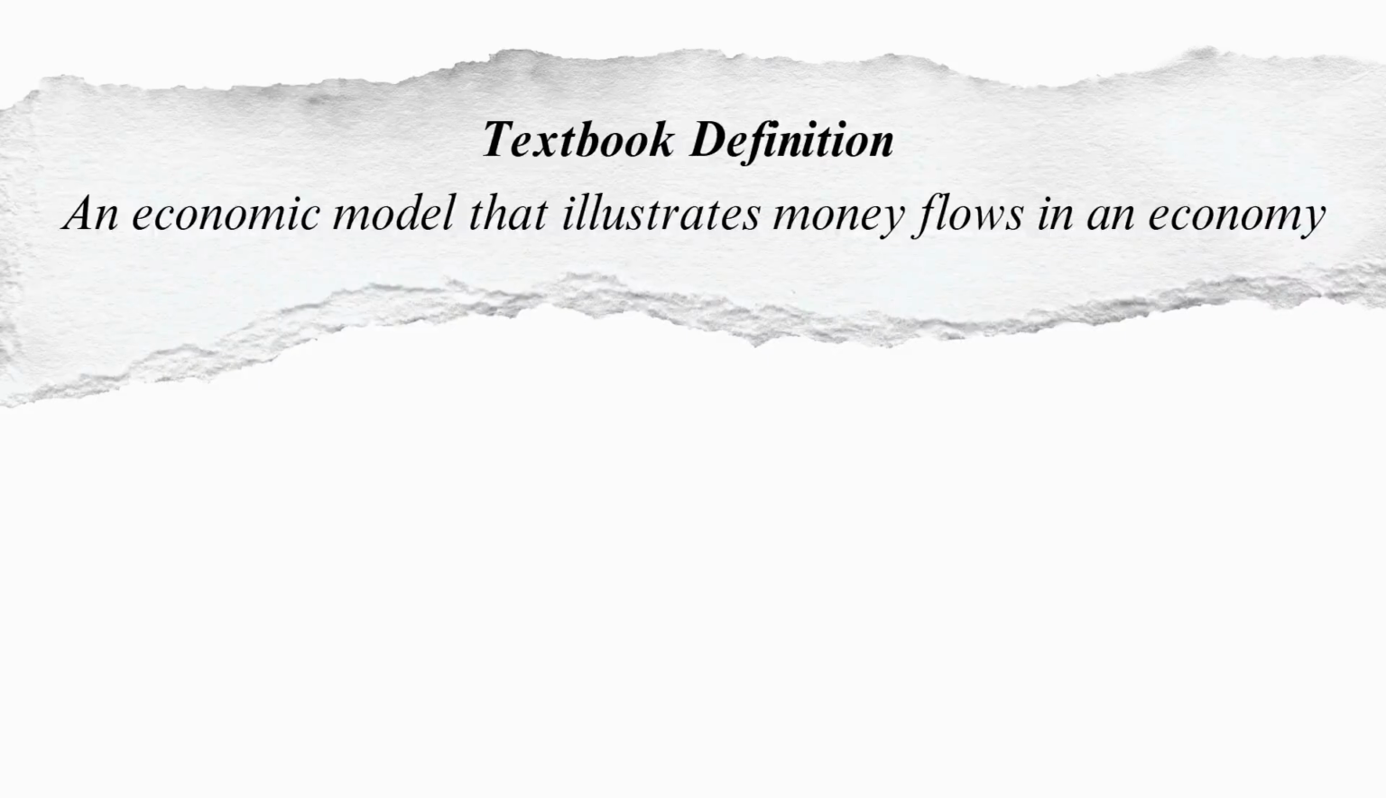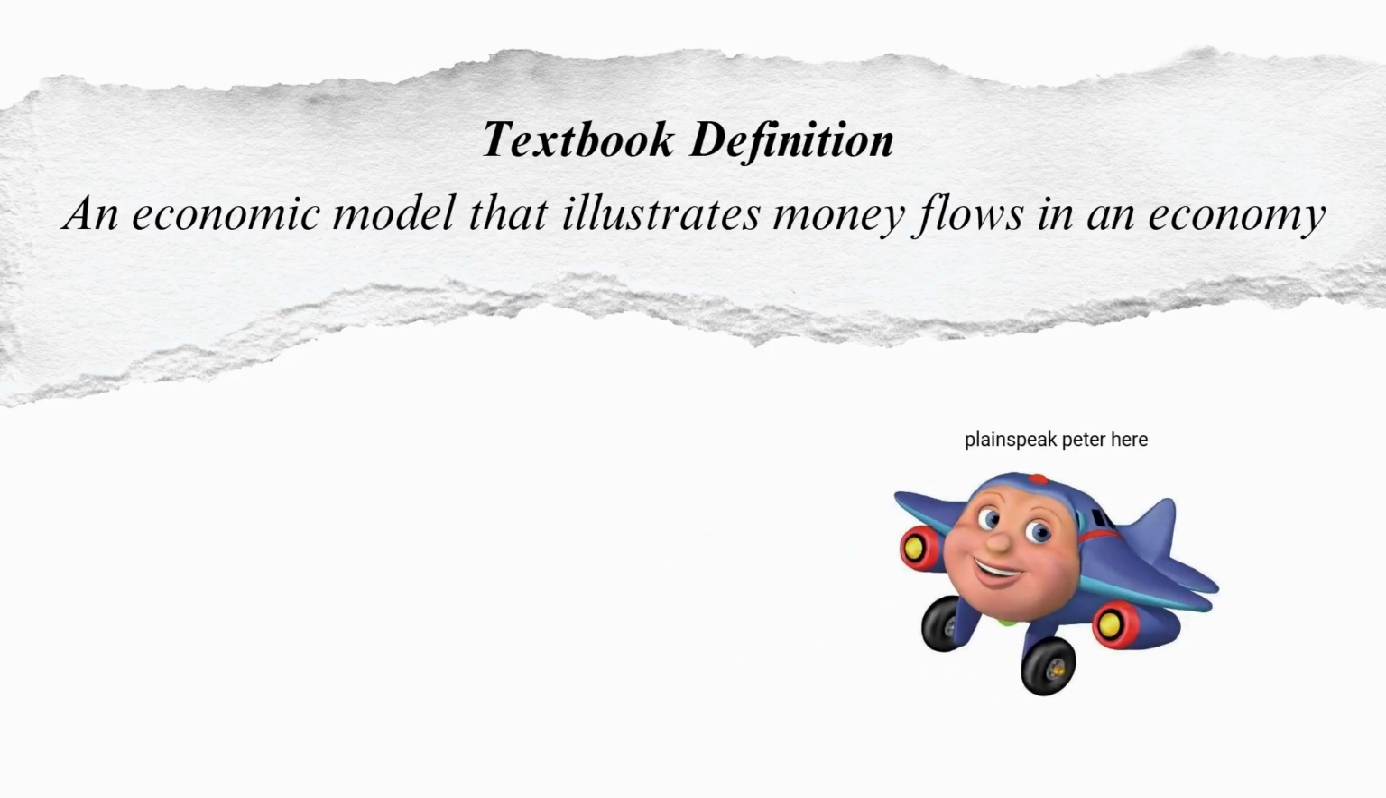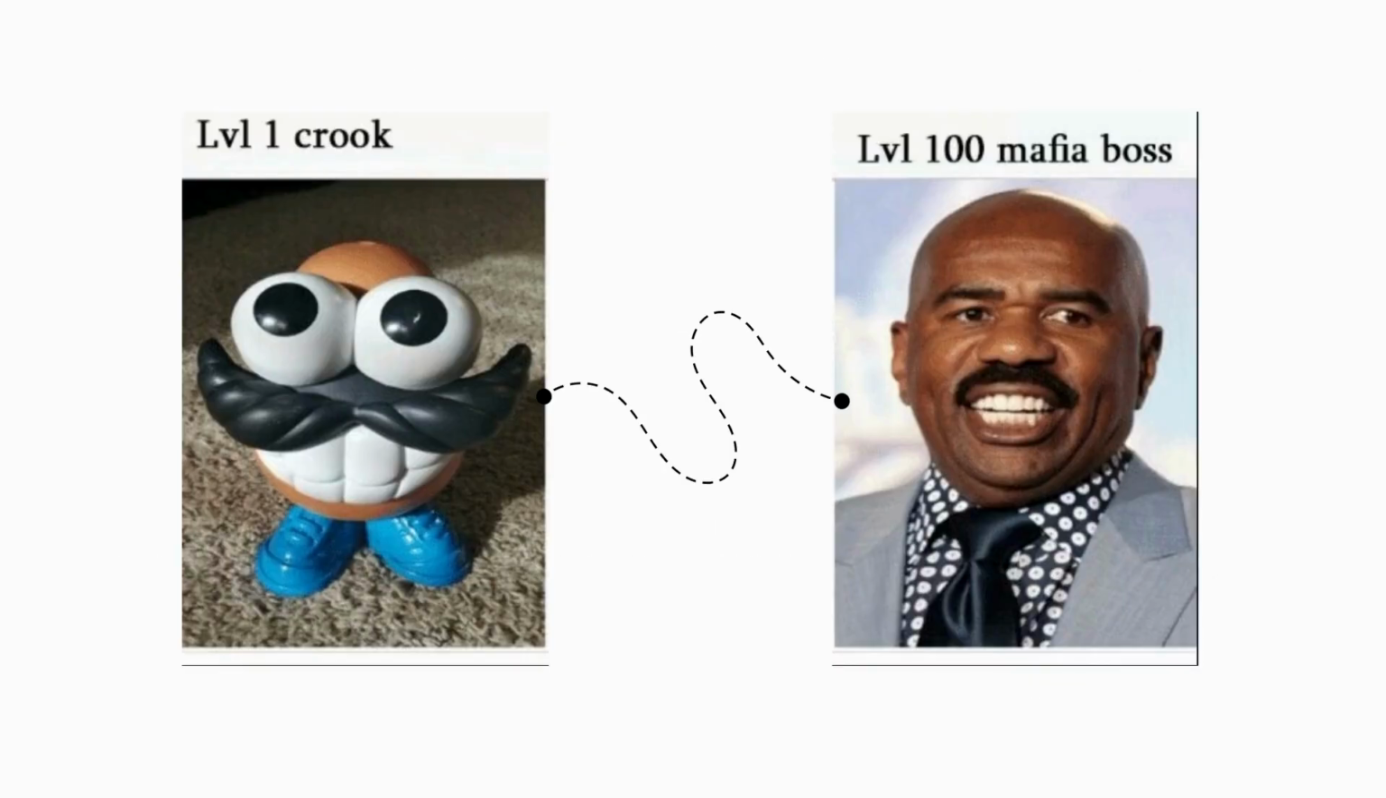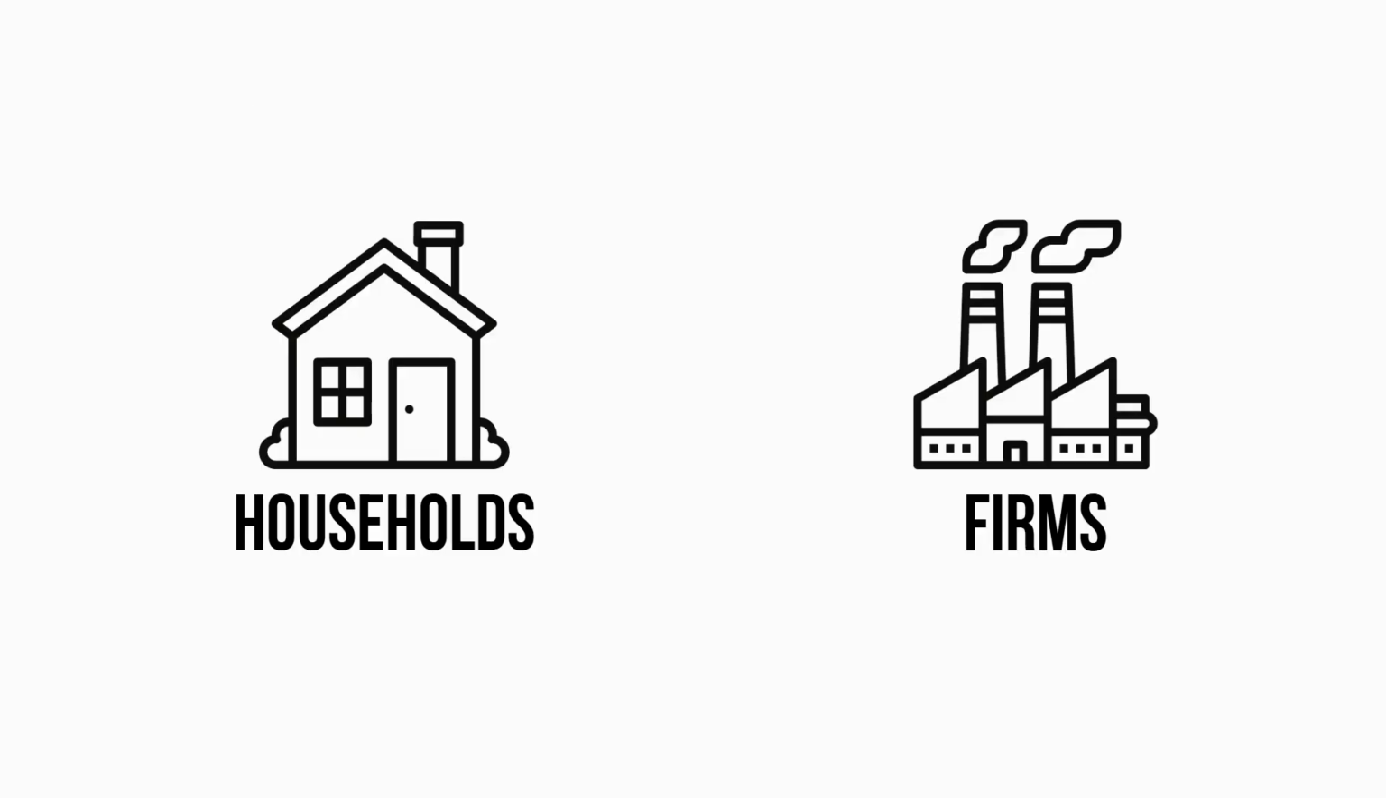So the circular flow of income model, as the name suggests, is an economic model that illustrates money flows in an economy. Basically, it is a model of the economy that aims to show how money moves around. To explain how it works, let's look at an extremely simplified version of the model before we look at the final thing. The simple form of the circular flow model starts with only two economic agents: households and firms.